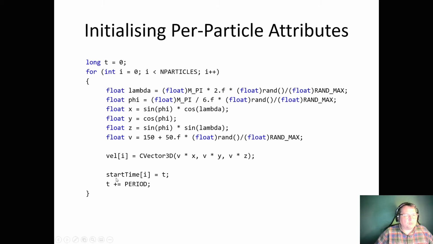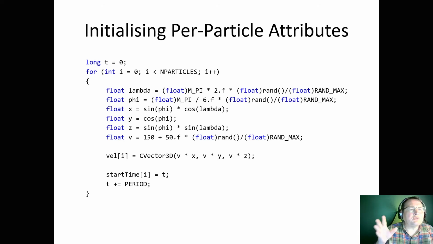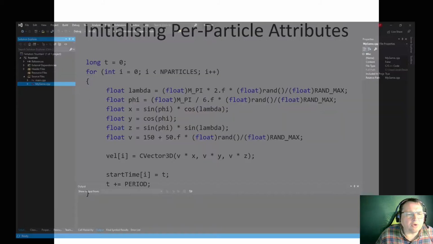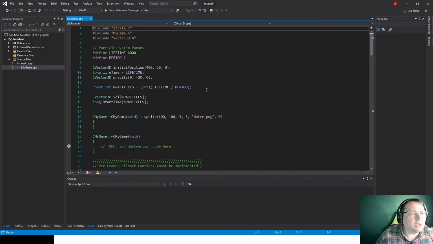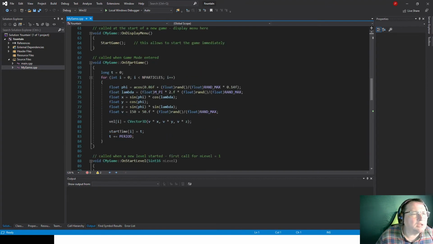Next thing is to find the start time equal to the t value, and the t value will be increased by 2, so every 2 milliseconds we have another particle. Everything discussed so far concerns the initial conditions of the particles. So this is in fact the initialization stage of the application. Therefore, in terms of the code, I put this code snippet here in the onStartGame function.